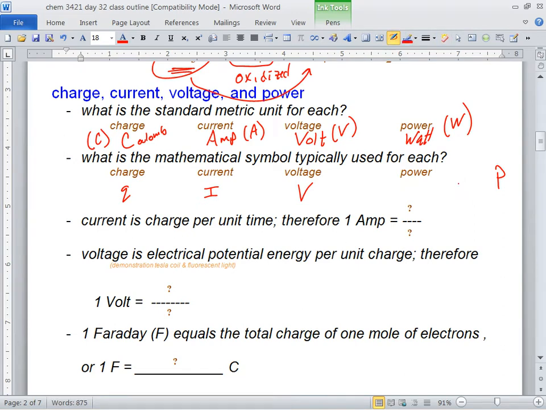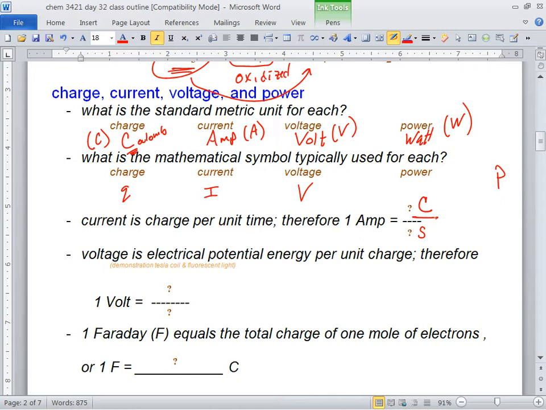Current is charge per unit time. Therefore, an amp is what unit over what unit, Kelly? Yeah. So S for seconds, and charge is, that's a symbol, pretty much, big C.